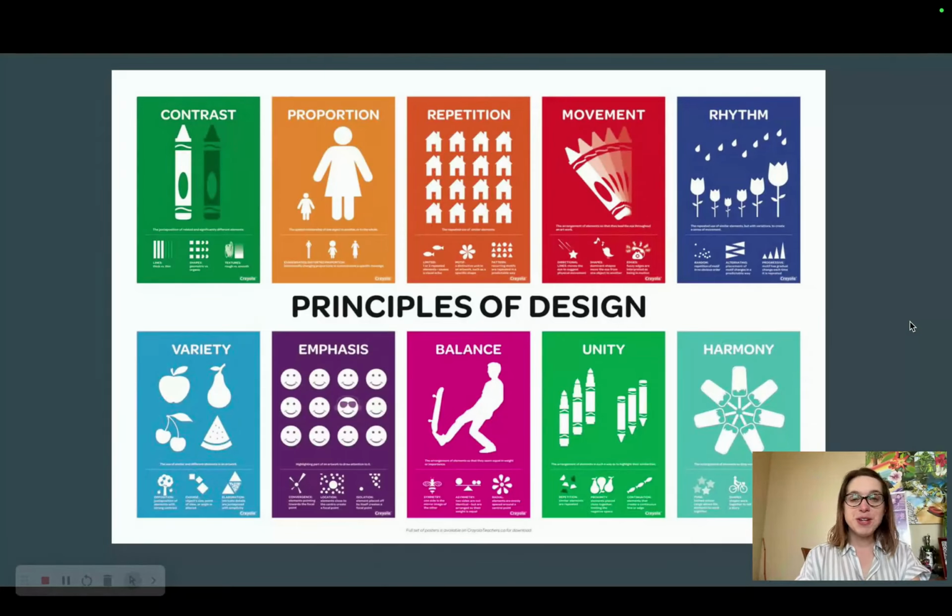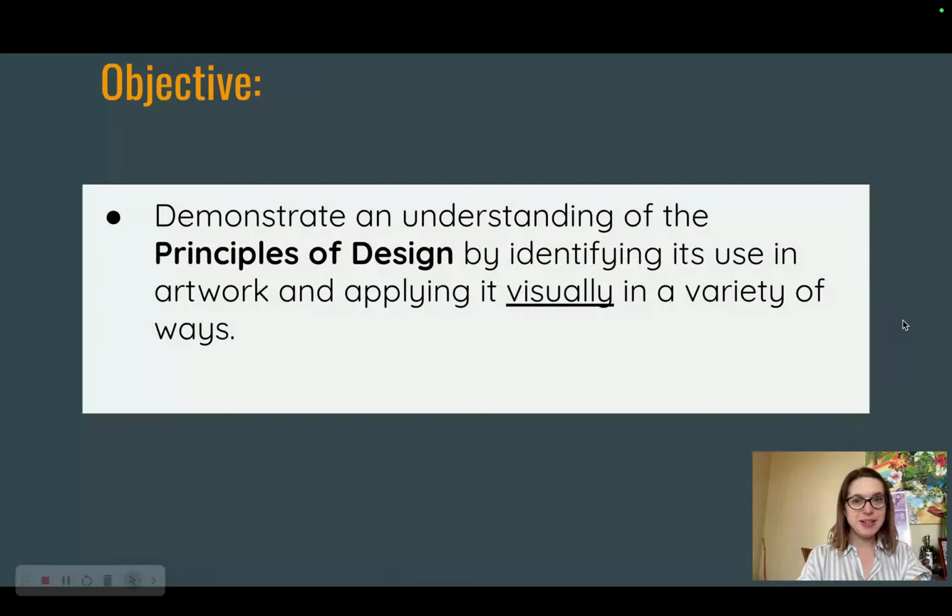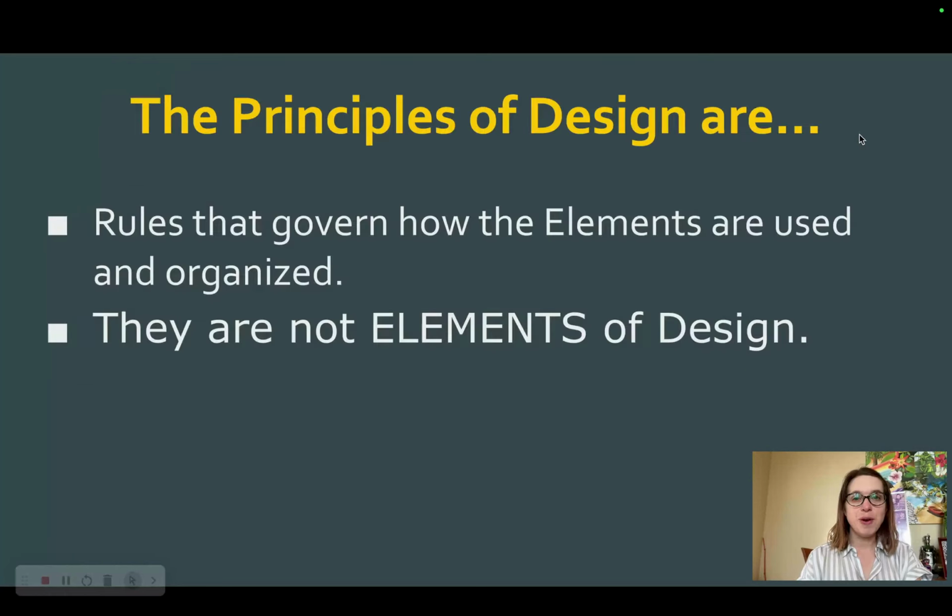Hello, this is your presentation about the principles of design. The lesson objective is to demonstrate an understanding of the principles of design by identifying its use in artwork and applying it visually in a variety of ways.